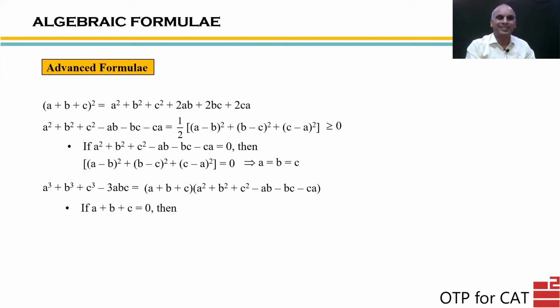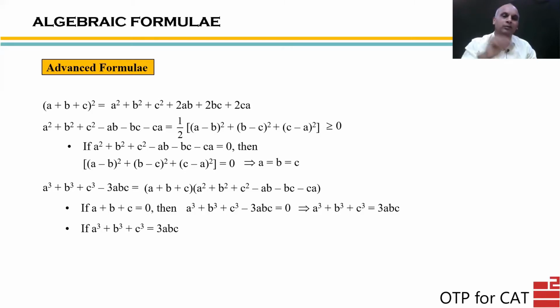Here we will talk of two deductions based on this formula. First thing is, what will happen if a plus b plus c is equal to 0? You should see that on the right hand side, the first bracket was a plus b plus c. Now, if that is equal to 0, obviously the whole product on the right hand side will be 0. And if that becomes 0, the left hand side expression, a cube plus b cube plus c cube minus 3abc, will obviously be equal to 0. And that means a cube plus b cube plus c cube is equal to 3abc. This is our first deduction.